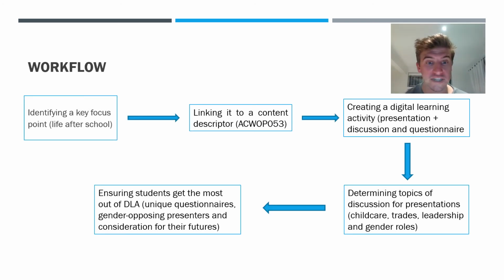The workflow of this digital learning activity was as follows. It started with identifying a key focus point, which was students' life after school, linking this to a content descriptor, which was ACWOP053 regarding gender roles in subject choice and career options, creating a digital learning activity, which was the presentations, discussions, and questionnaires for each topic, determining these topics of discussion, which were childcare, trades, and leadership roles in conjunction with the chosen content descriptor, and finally, ensuring students get the most out of this DLA.